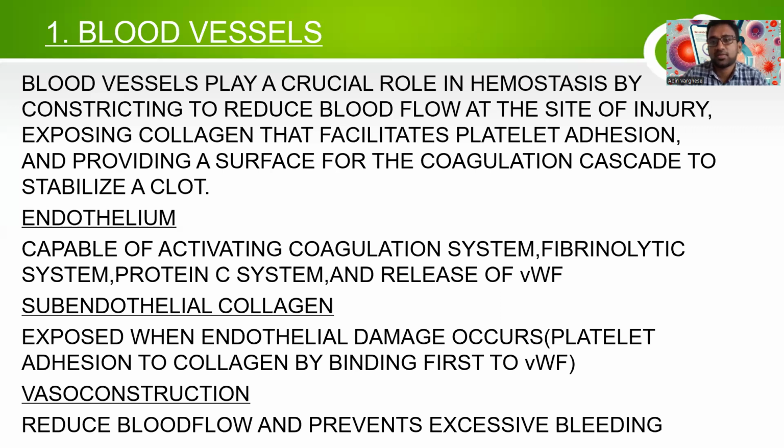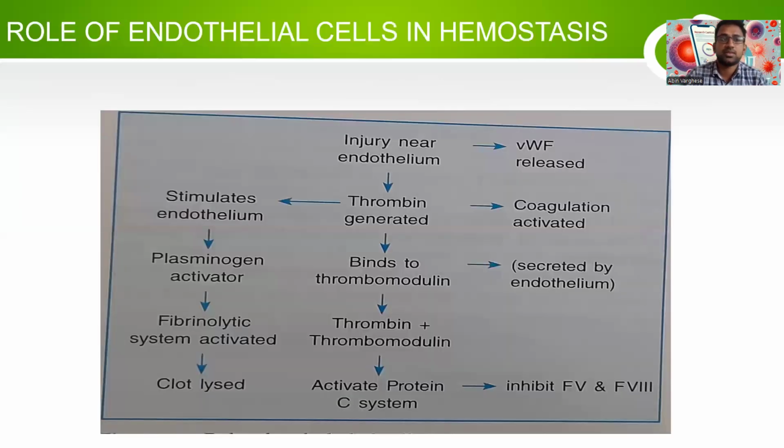This von Willebrand factor acts as a bridge between the platelet and the subendothelial collagen. When subendothelial collagen is exposed, it helps platelet adhesion to the collagen. And vasoconstriction happens at the site of injury, which reduces blood flow and prevents excessive bleeding. So this is the role of endothelial cells in hemostasis.